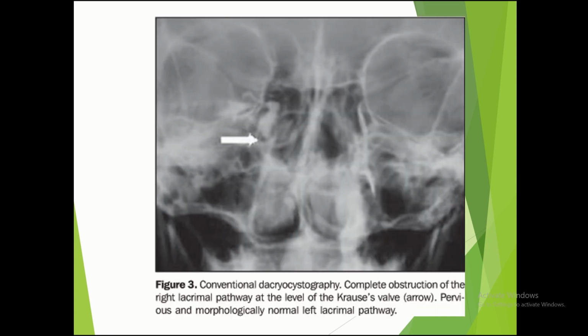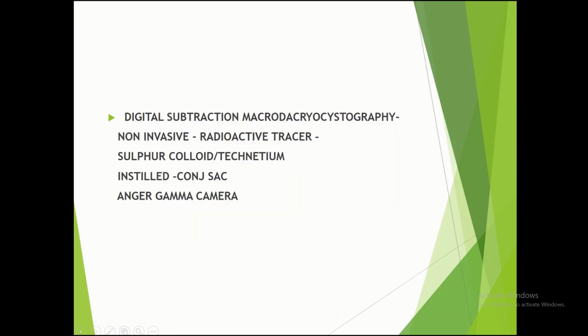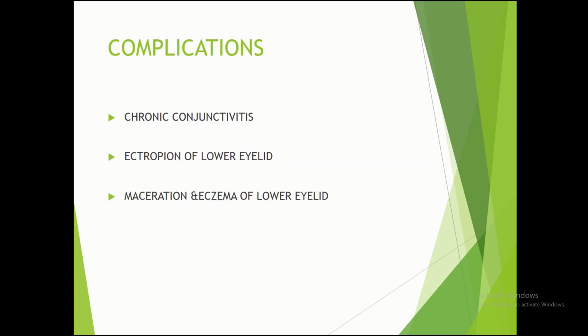So this is a case of conventional dacryocystography where there is a complete obstruction of the lacrimal sac at the level of the valve of Krause. The left side is normal. You could also do a digital subtraction dacryocystography. Another option is a non-invasive radioactive tracer like sulfur colloid or technetium, which is instilled into the conjunctival sac, and then you film it using an Anger gamma camera.